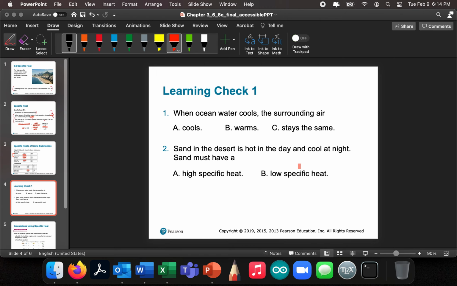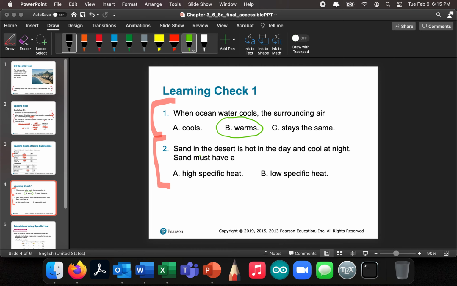All right, so let's do a learning check now. When ocean water cools, what happens to the surrounding air? I'm going to encourage you to pause the video and look at these 2 questions and then come back. All right, so let me suppose that you did pause the video, and I'm going to walk through it with you. When ocean water cools, the surrounding air gets warmer, right? And that's because the ocean water is taking the heat out of the air, okay?